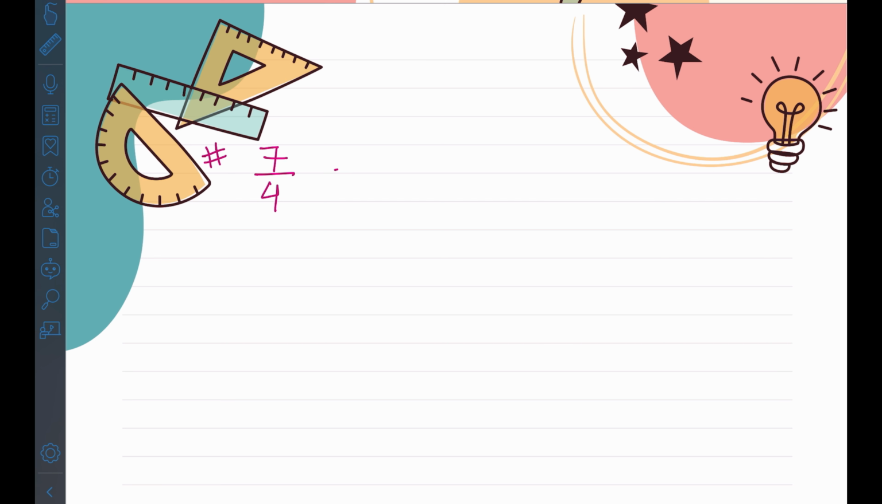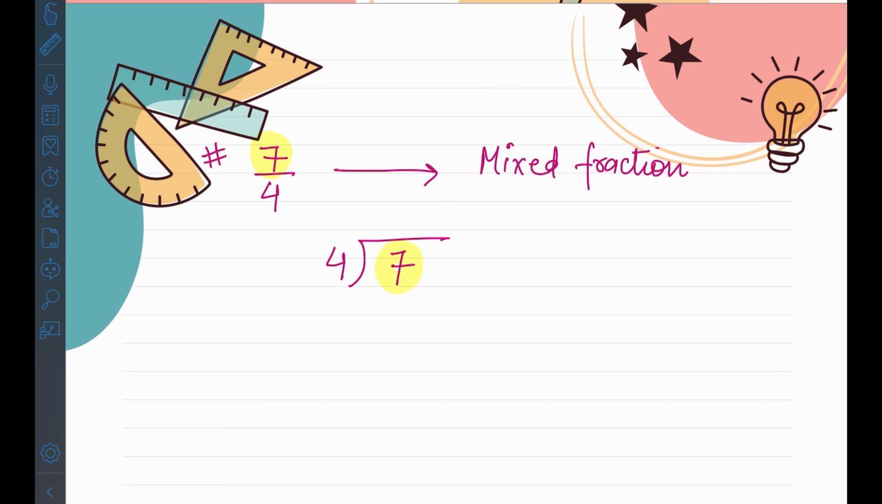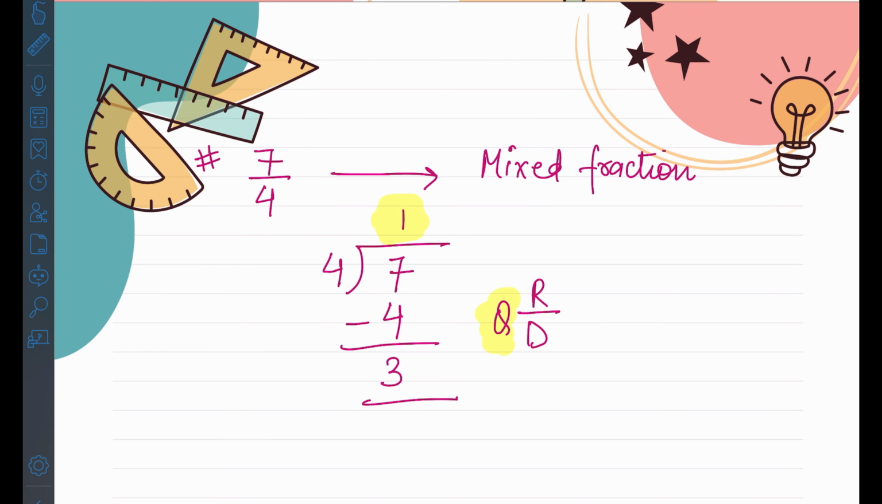Let's try one more. 7 by 4 this time needs to get converted as a mixed fraction. Before dividing, remember, the numerator 7 is our dividend and the denominator 4 is the divisor. Let's divide now. We'll represent this in the form of Q, which is 1, R, which is 3, and D, which is 4. We have got our mixed fraction.